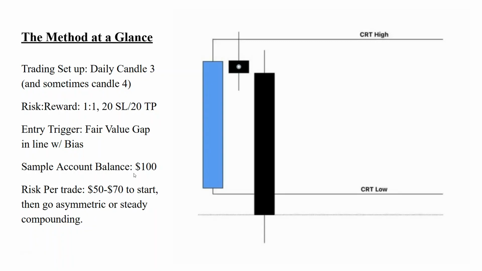The starting account balance for these illustrations will be 100 bucks, and the risk per trade is going to be $50 to $70 to start, which is a very high risk. Again, this is a high risk strategy. But then we can either go asymmetric or steady compounding, continuing to use that high risk.